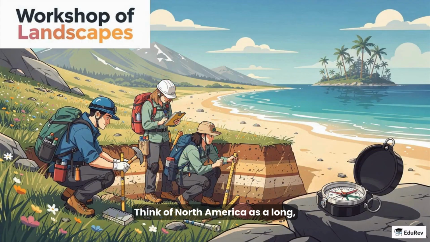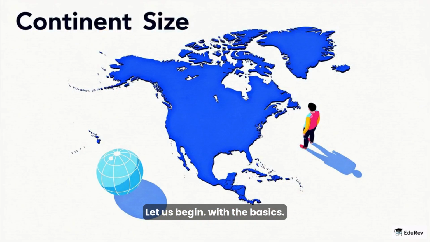Think of North America as a long, diverse workshop of landscapes stretching from the high Arctic nearly to the tropics, and we will meet its main characters: the Cordilleras, the Central Lowlands, the Canadian Shield, and the Eastern Highlands. Let us begin with the basics.